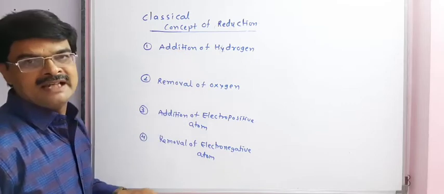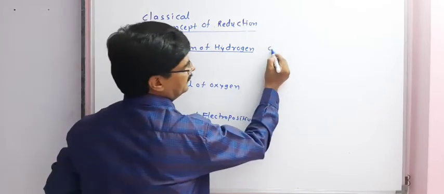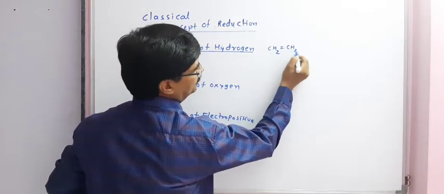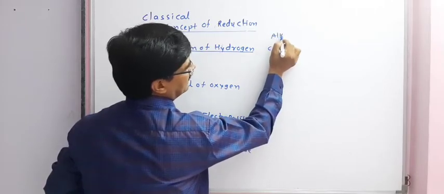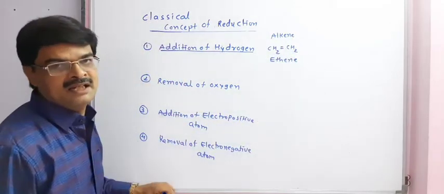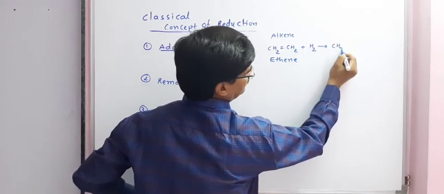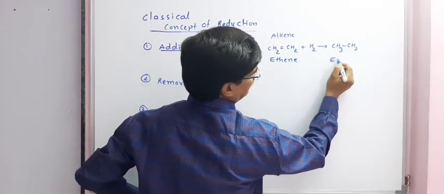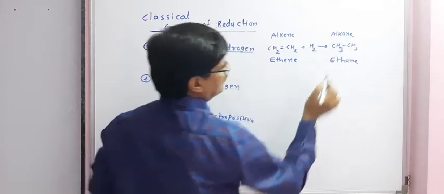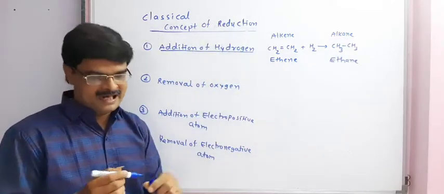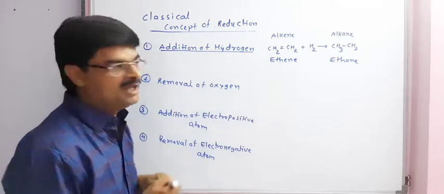Let us study all the examples one by one. First we understand addition of hydrogen. CH2=CH2, it is ethene, or simply it is known as alkene, which you will study in organic chemistry. When hydrogen is added to it, it gives CH3CH3 ethane, or it is known as alkanes. This reaction is used when dalda ghee, or we can say vegetable ghee, is prepared from vegetable oil.